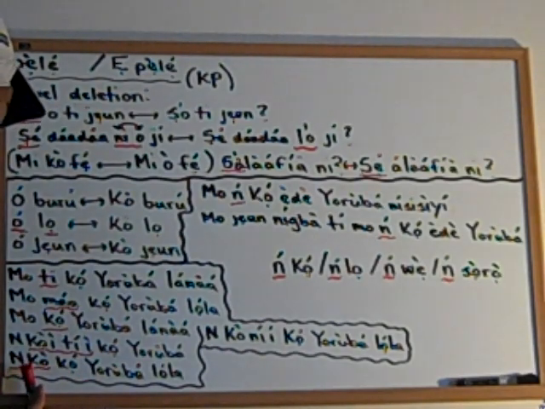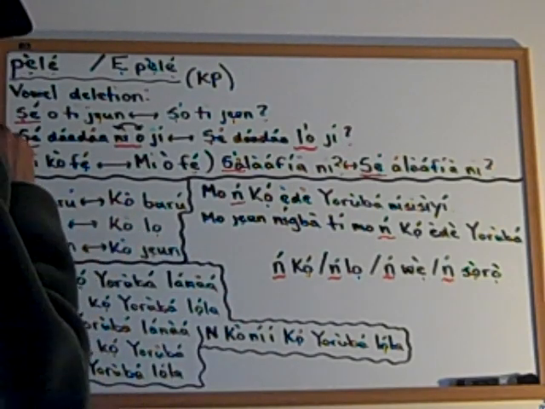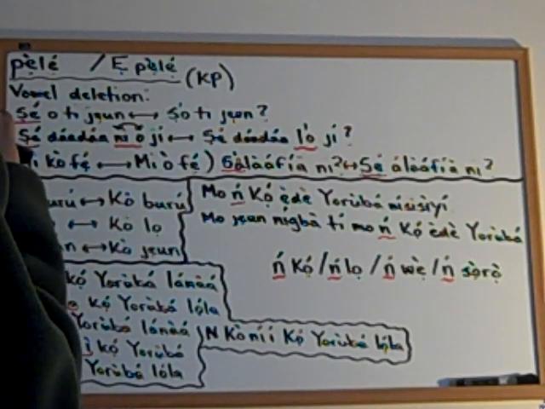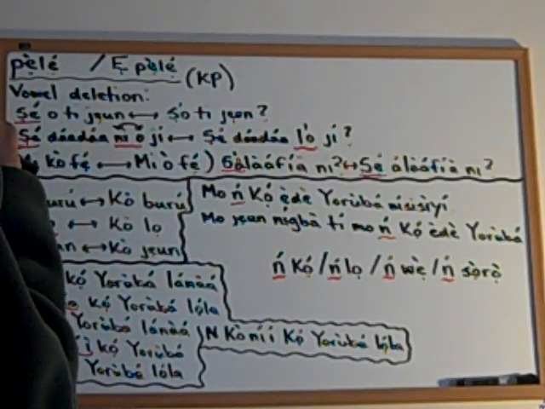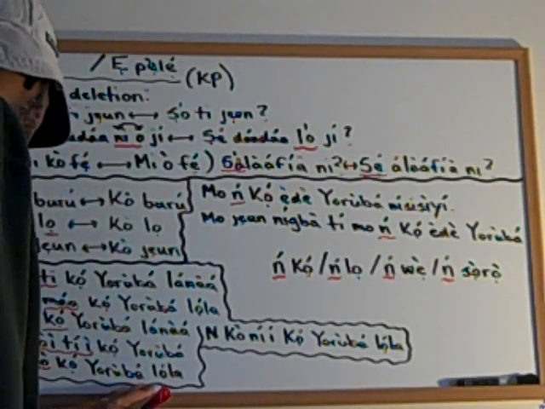This one here. N ko ko Yoruba lola. So this is saying like I didn't study Yoruba. Wait. Messed up somewhere. N ko Yoruba lola.